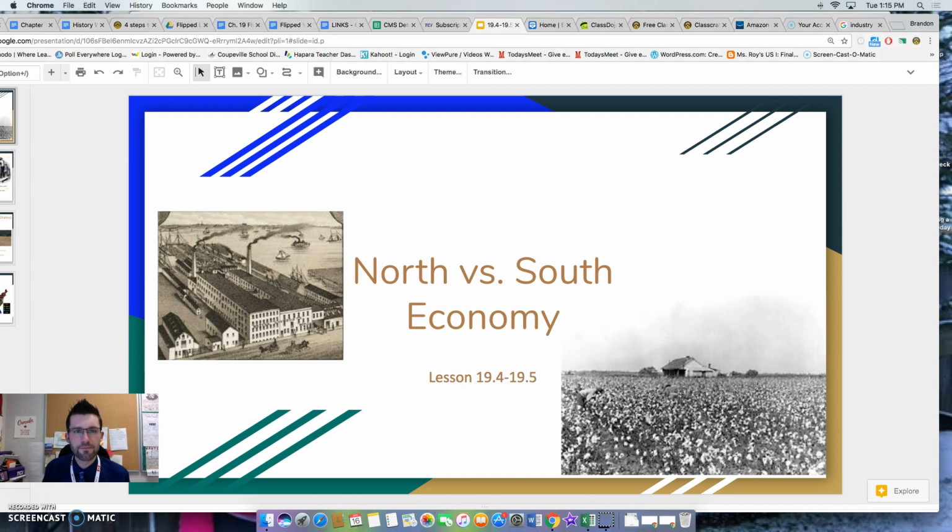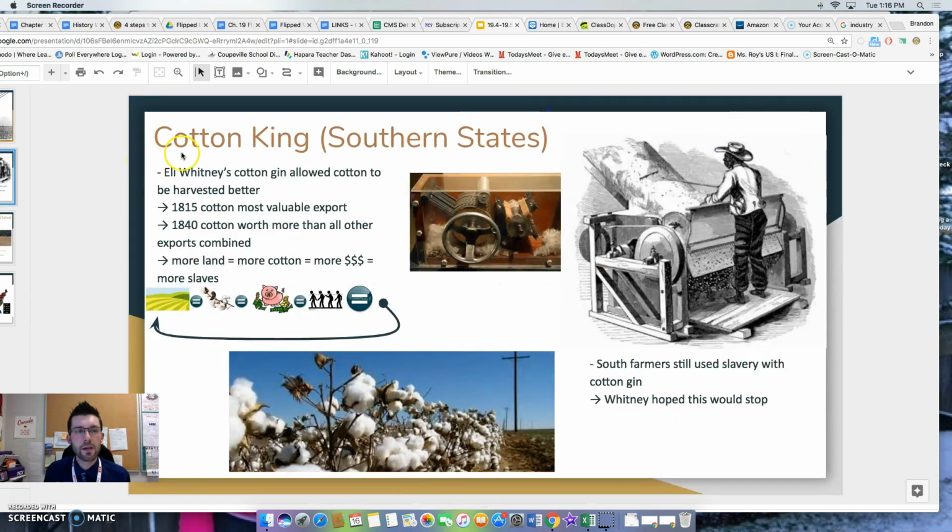Let's begin, shall we? In the southern states, cotton was king. Now, there's kind of a long story as to how that occurred. I'm going to start near the end of that beginning with a gentleman by the name of Eli Whitney. And through some sneaky spy type activities, Eli Whitney was able to invent and come up with the plans for a device called the cotton gin, which allowed cotton to be harvested more effectively and efficiently.